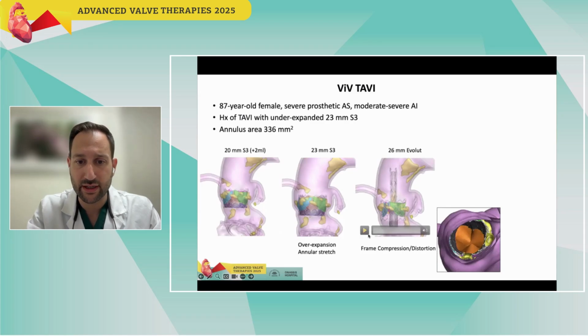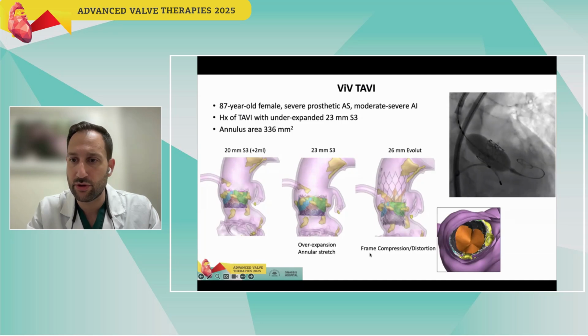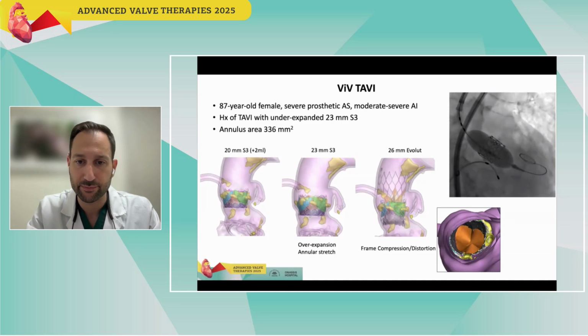We also simulated the Evolut valve. However, the frame looked a little compressed and distorted. So given the patient's age and relatively limited functional status, we opted for a 20mm S3 plus 2 mLs, and the result was good, and the patient is doing well.